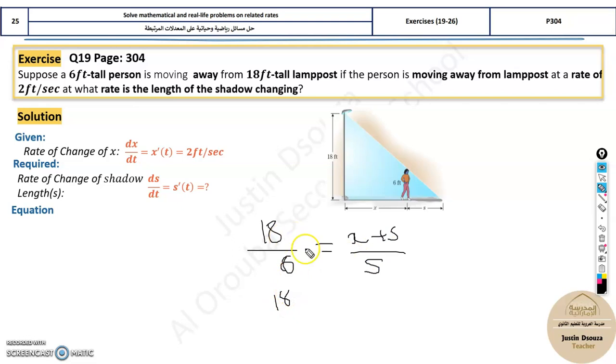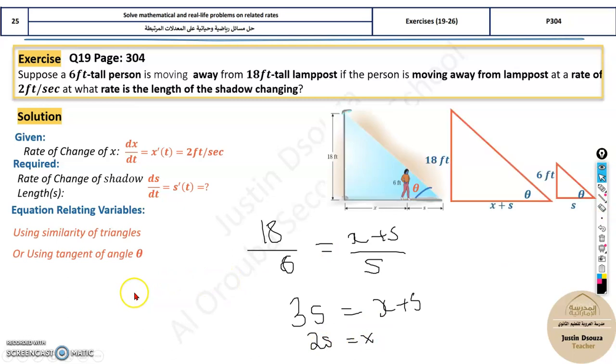Now, 18 divided by 6 can be simplified to 3, so 3 equals (x plus s) over s. I'll take this s to the other side, it'll be 3s equals x plus s. And take this s to the other side, it'll be 3s minus s, 2s equals x. Or x is equal to 2s. That is how we can get it.